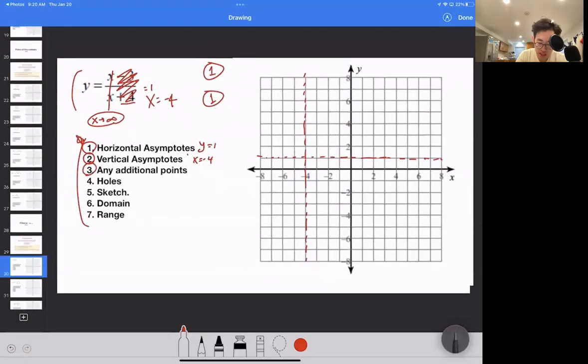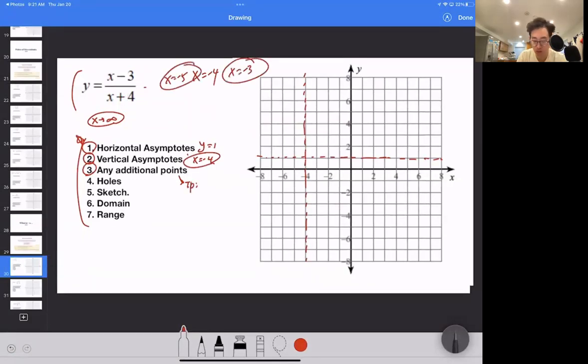Any additional points? That's what I mean by testing points. Yes, we definitely do want testing points. I always like to figure them out by looking at the vertical asymptote, which is at x equals -4, and picking a number to the left and right of that. So x equals -5, and x equals -3 seems like a better choice for me. Why do we want to plug those in? Well, it turns out that when you plug these values into the denominator, you get a very nice 1 or -1. And that's really why.